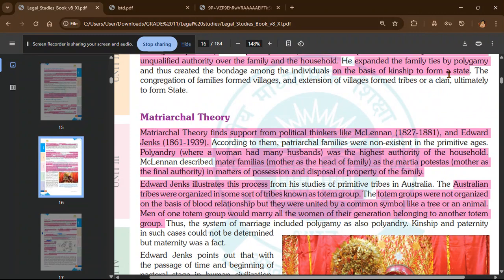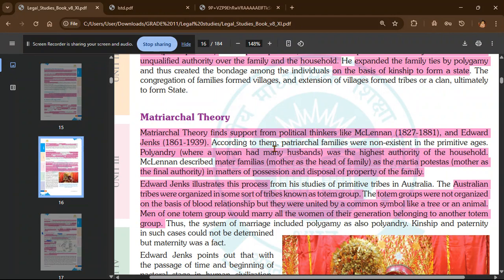Polyandry is when a woman has many husbands and was the highest authority of the house. MacLennan described mater familias as the matria potestas. Matria familias means mother as the head, and matria potestas means mother as the final authority. The mother, as the head of the family, is basically the final authority in the matter of possession and disposal of property of the family.